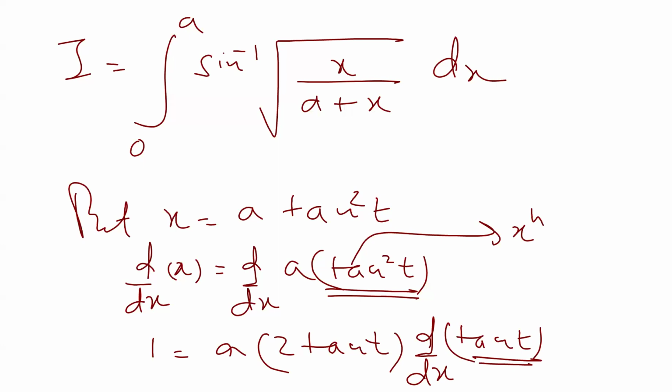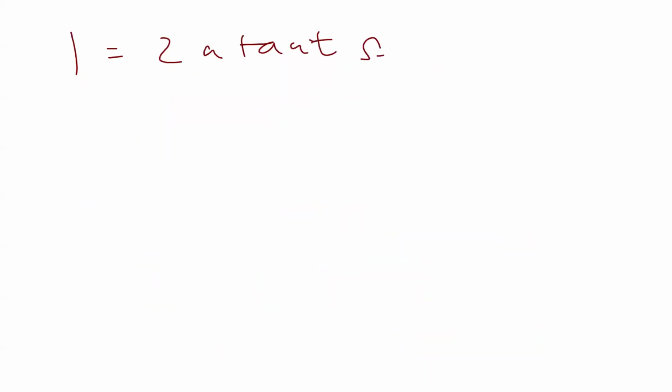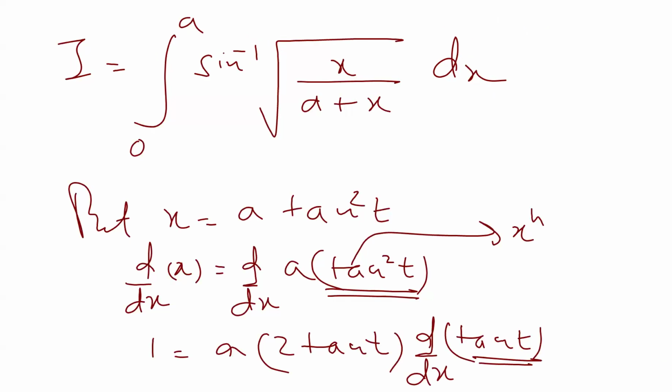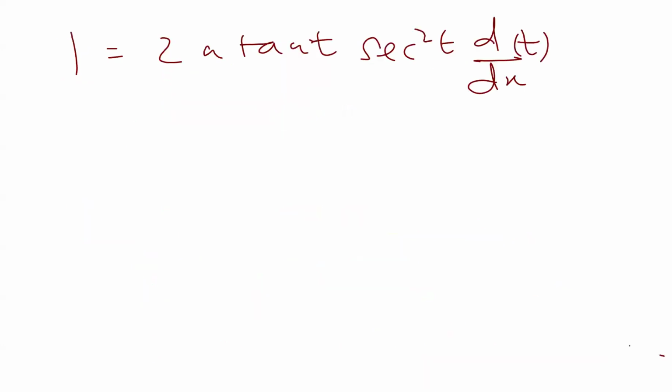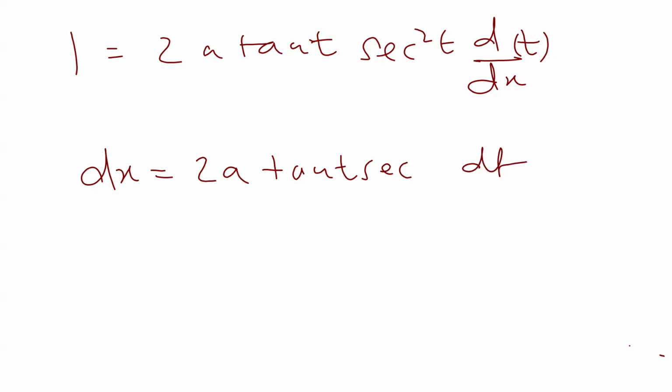Now tan t derivative is sec square t. So this is 2a tan t into sec square t, d by dx of t, because it's chain rule, right? Once again, we are differentiating with respect to x, not t. So this is x. Fine. So dx is equal to 2a tan t sec square t dt. Fine.